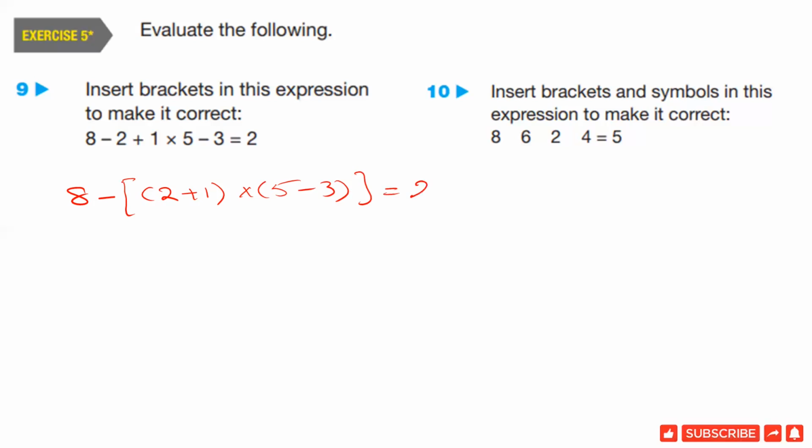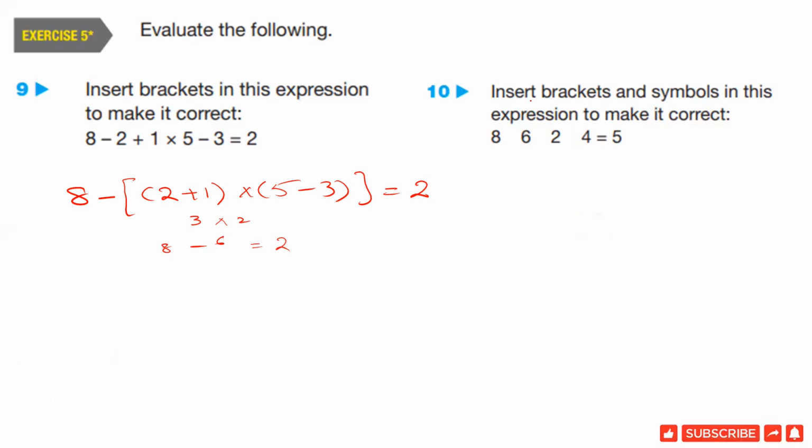Check now, do we get the same answer? Is it 2? So now you check here, 8 minus, this is 2 plus 1 is 3. 3 times 5 minus 3 is 2. So when you multiply these two, 3 times 2 is 6. 8 minus 6, you get 2. Hope you get the answer. This is the arrangement of brackets for question 9.